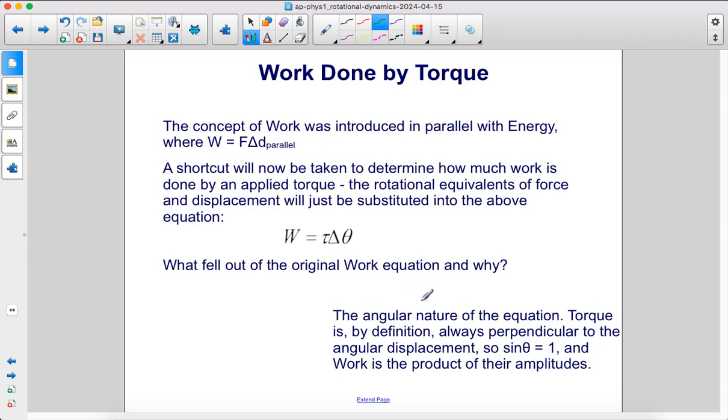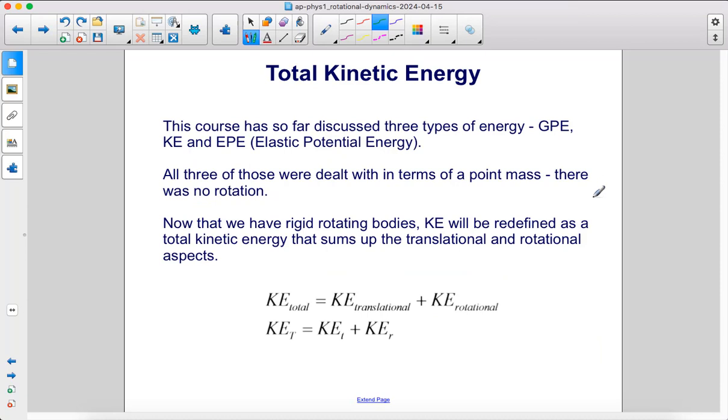Torque is, by definition, always perpendicular to the angular displacement, so sine theta equals 1, and work is the product of their amplitudes, so we don't need the sine theta in this rotational version. This course has so far discussed 3 types of energy: gravitational potential energy, kinetic energy, and elastic potential energy. All 3 of those were dealt with in terms of a point mass. There was no rotation. Now that we have rigid rotating bodies, kinetic energy will be redefined as a total kinetic energy that sums up the translational and rotational aspects.